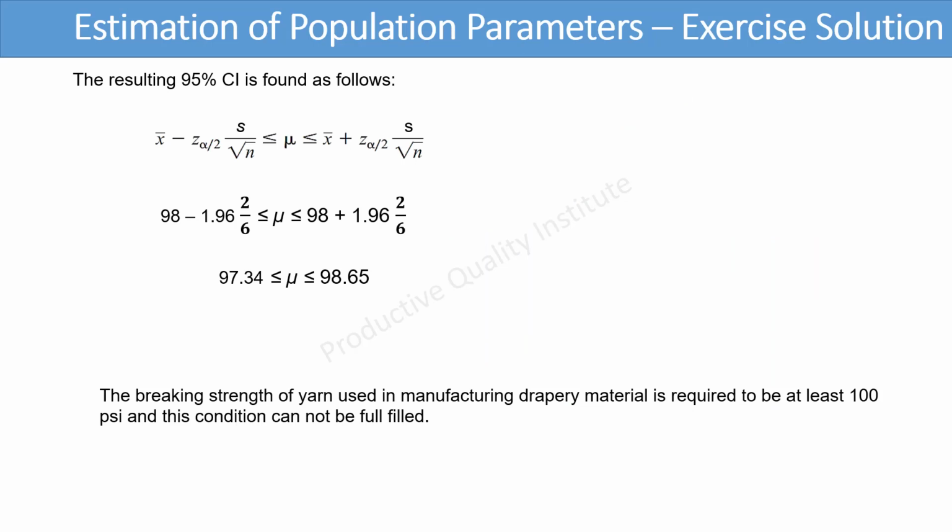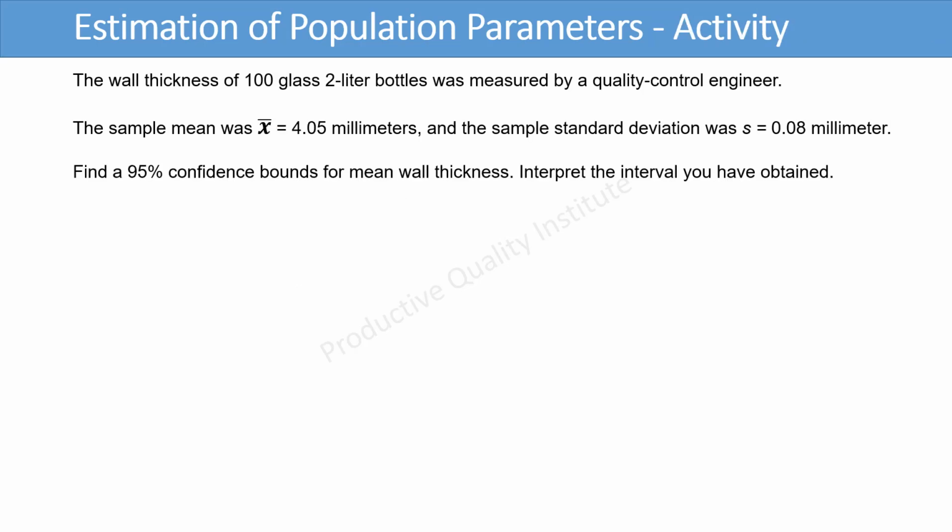The breaking strength of yarn used in manufacturing drapery material is required to be at least 100 psi, and this condition cannot be fulfilled. Please perform the activity and send your results by email for assessment.